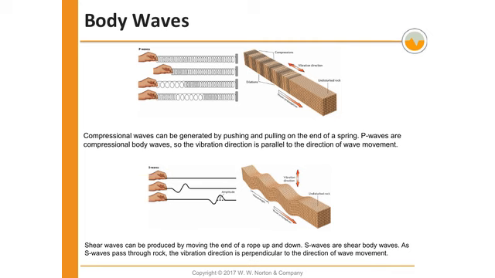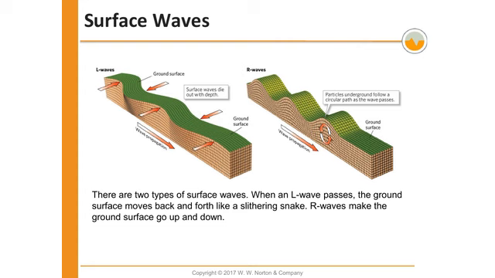The lower part of the slide depicts these waves produced by moving the end of a rope up and down, with vibration direction perpendicular to wave movement, distinguishing shear waves from compressional ones. These visual examples help us differentiate between the two types of body waves as they pass through materials like rock. In this slide, we see a depiction of two types of surface waves, L waves and R waves.